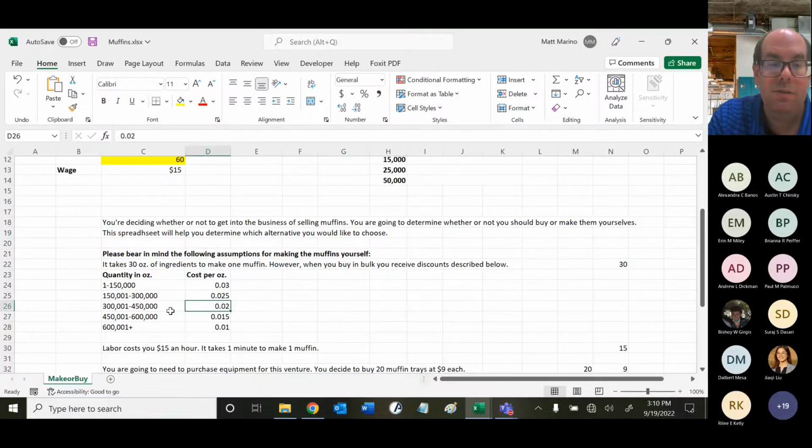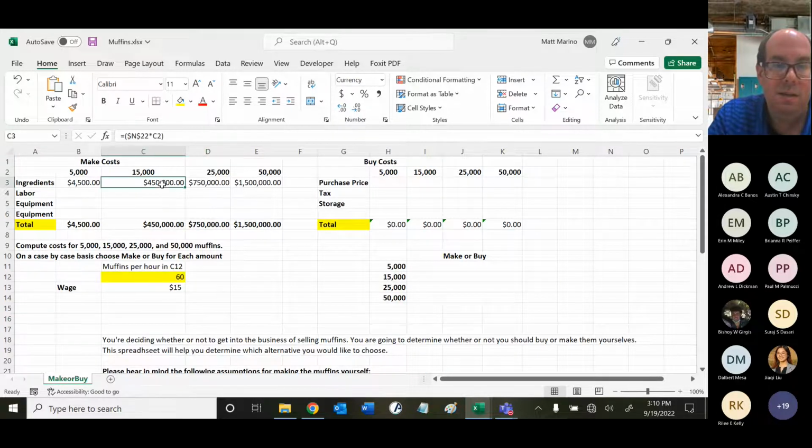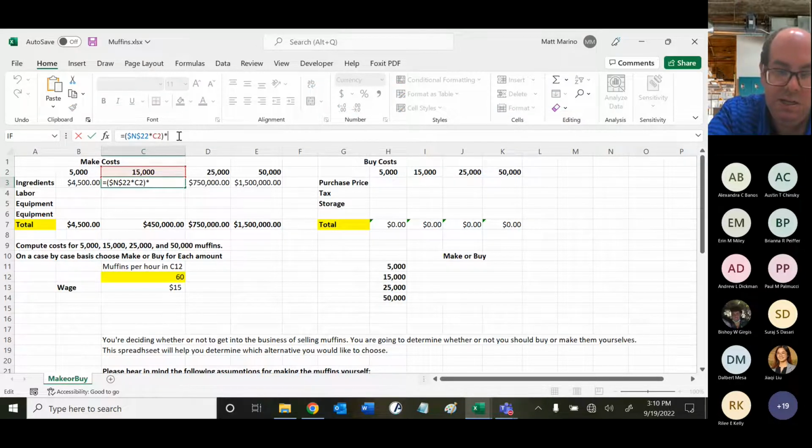So we have 450,000 ounces of muffin batter. Which one do we multiply it from the table here? The third one. This one here. D26. Yeah, D26. So we go back to our formula in C3 and multiply that by D26.